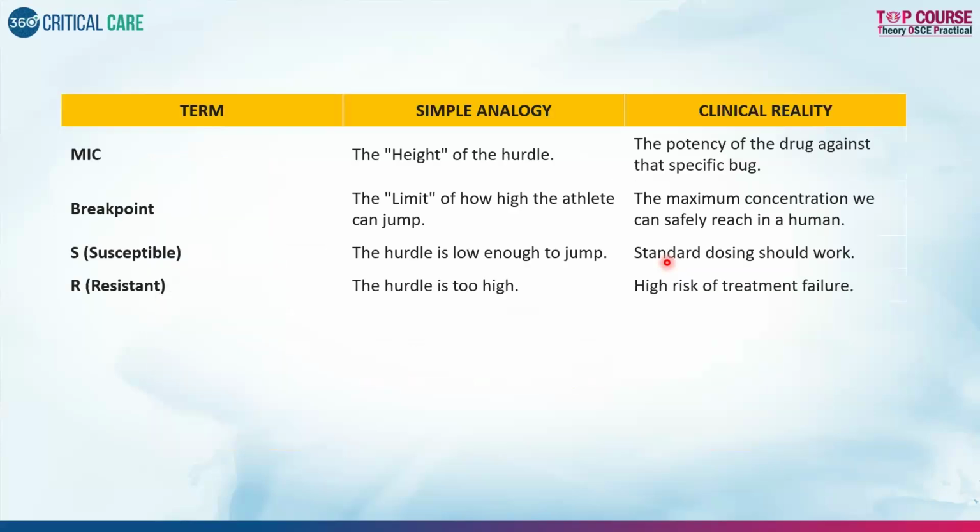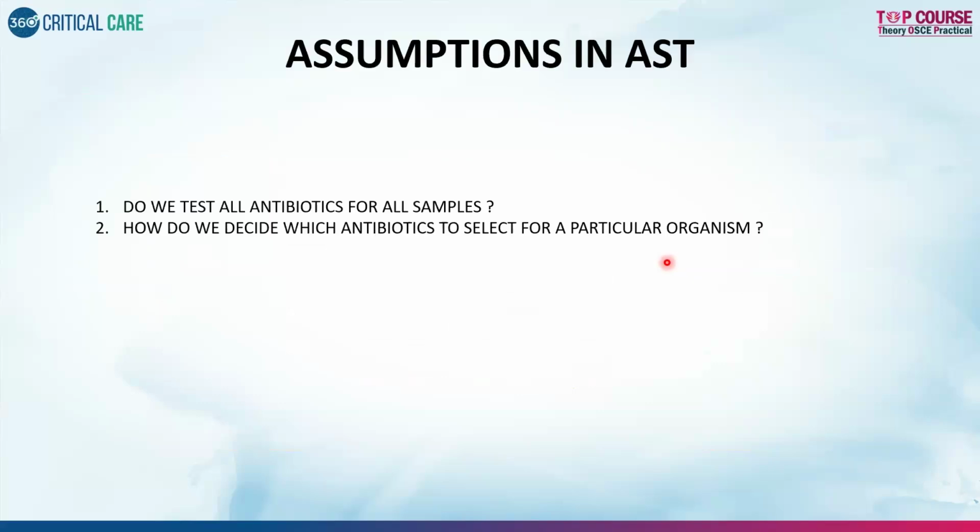I wanted to give an analogy, but I feel you guys will get confused with that. Remember, there are a few assumptions in antimicrobial susceptibility testing. Do we test all antibiotics for all samples? If we are not testing, then how do we decide? There is intrinsic resistance. It depends, and that's another set altogether.